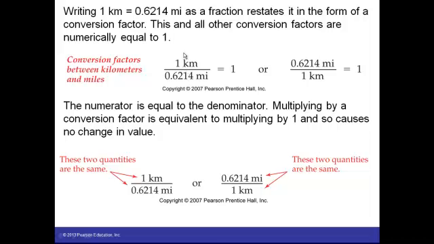And so our conversion factors, again, you can place them in either order. It doesn't matter because they're always going to equal 1 because they're the same value essentially. So you can put miles on the top or you can put kilometers on the top, and they both represent the same number. So this is our conversion factor.